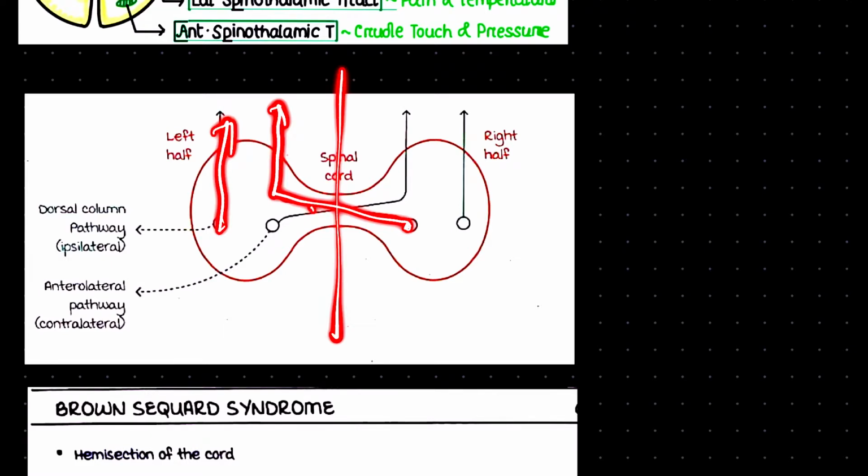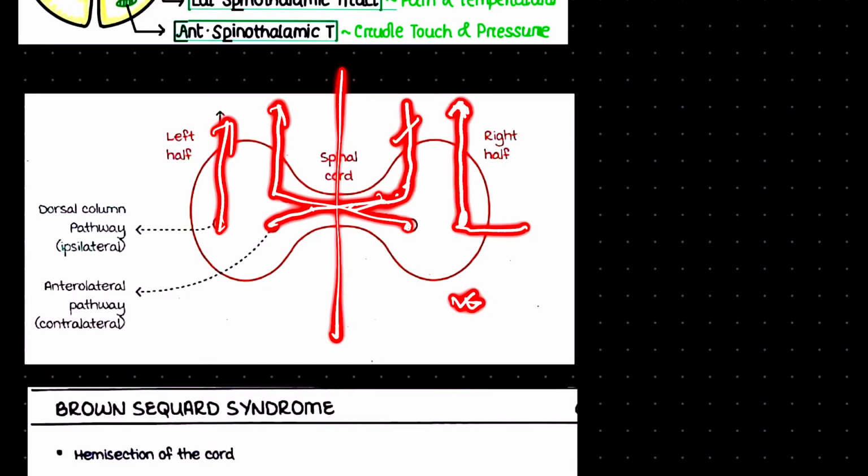But on the opposite side, the sensation carried by the dorsal column pathway is still being carried, because that side is not damaged. But the sensation carried by the anterolateral pathway, which is coming from the opposite side, will not work.